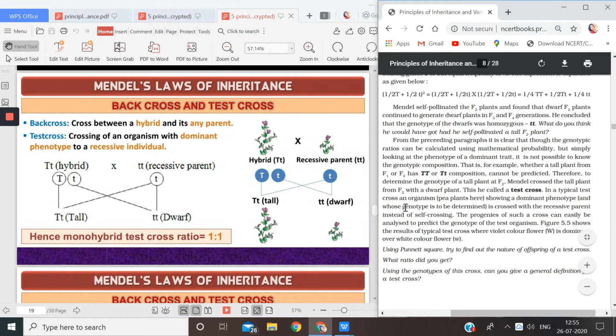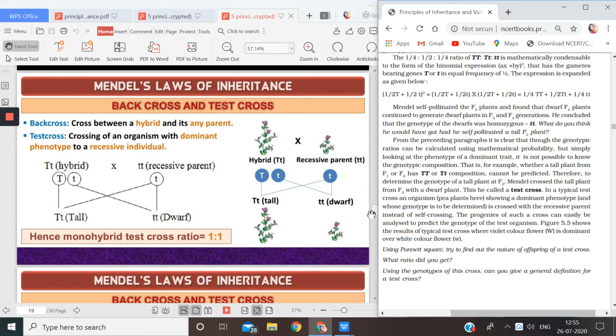Now in a typical test cross, an organism showing a dominant phenotype and whose genotype is to be determined, because we don't know what the genotype is. I don't know whether this is tall.